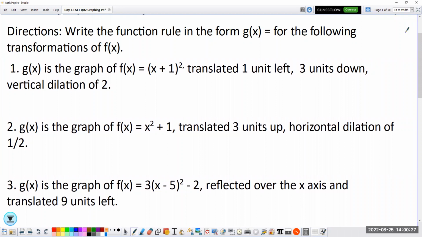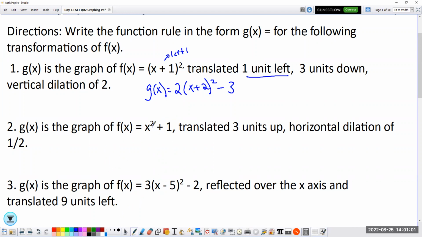The directions state, write the function rule in the form g of x equals for the following transformations of x. So our first function, I see it's already moved to the left 1. And now I'm transforming it an additional 1 unit left. So now it's left 2. It moves 3 units down. It has a vertical dilation of 2. So the leading coefficient needs to be a 2.